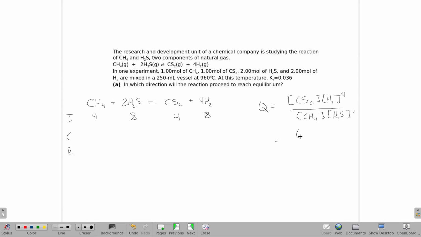Plugging values in, we'd have 4 and 8 to the 4th, and 4 and 8 to the 2nd. The 4s would cancel, 8 squared is 64. Q is huge. K is 0.036. This reaction is definitely going backwards. So this would go up by 2x. This is going down by 4x.